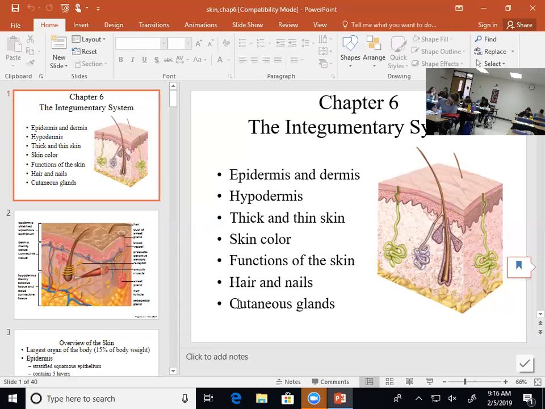Are we good with that? Any questions about the 5 layers of the epidermis? Let me ask you this. This isn't labeling. This is something you know just physiology-wise. Only one of these layers is found in thick skin. Which layer is that? The lucidum.